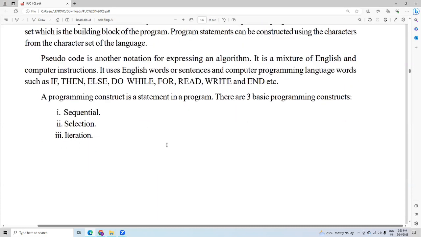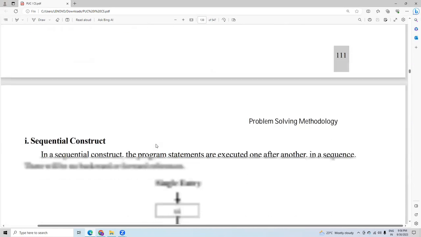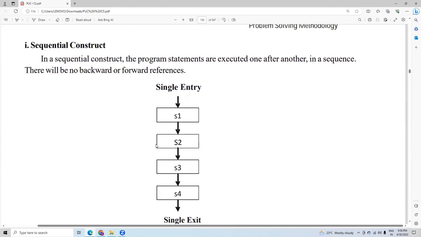So there are three basic programming constructs: sequential, selection, iteration. Sequential, selection, iteration. Three sections will be there. Sequential means what? A set of statements working systematically, means sequentially, one after another, like how it is shown in the diagram. Only one entry point, only one exit. There are no other ways to go out of the program in between. After S1, it should come to S2 only, then S3 only, then S4 only. Then after that, immediately go out. There are no alternate ways.